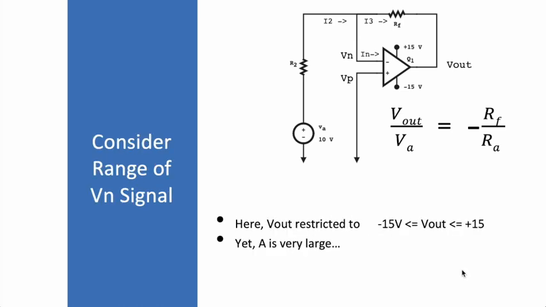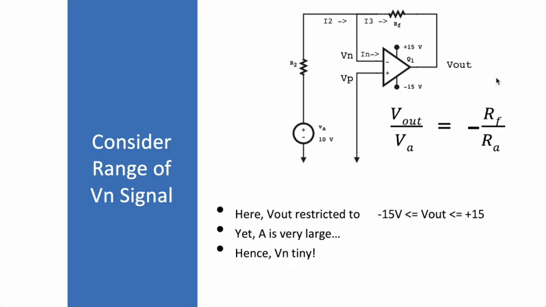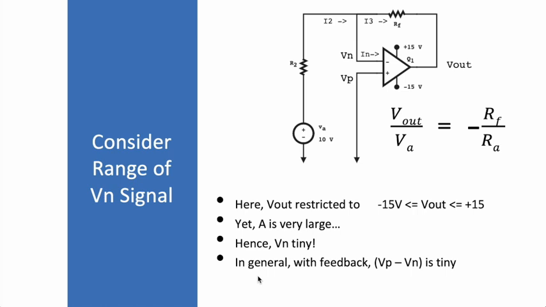Now, let's talk for a minute about the range of this signal Vn. Here, the output is limited to that plus minus 15 in this case, yet the gain is very large. That must imply that Vn is very small. In order to have V out extend over this range of plus minus 15 and have the very high internal gain, Vn can't be very big at all. So in general, with the feedback, this difference, Vp minus Vn, is tiny.